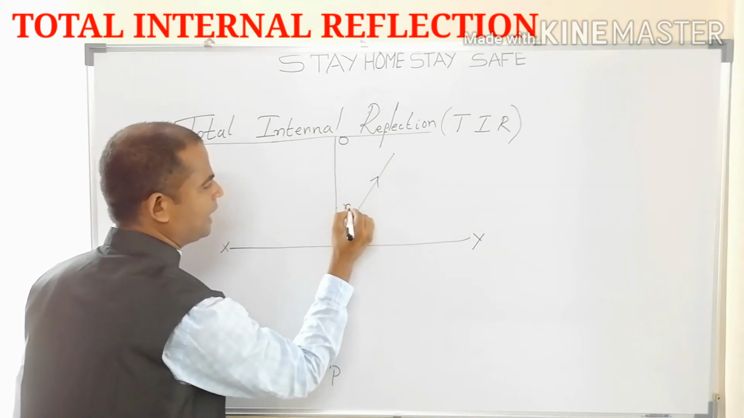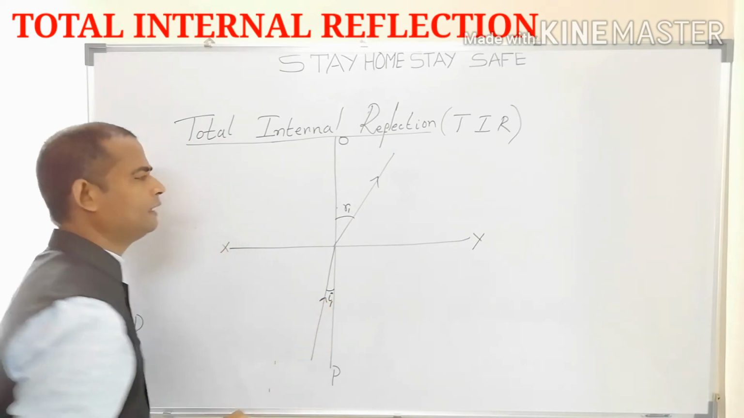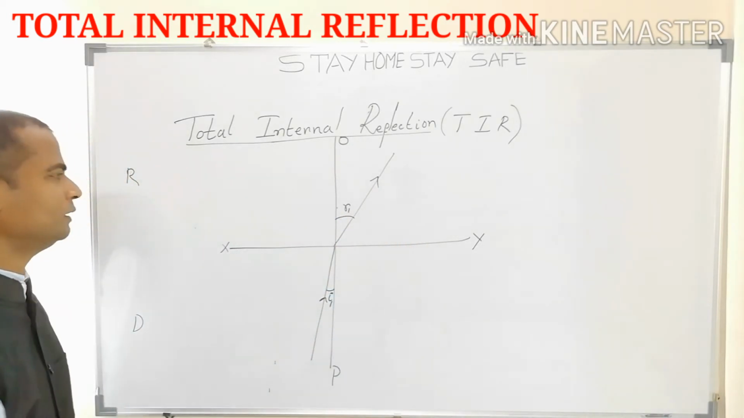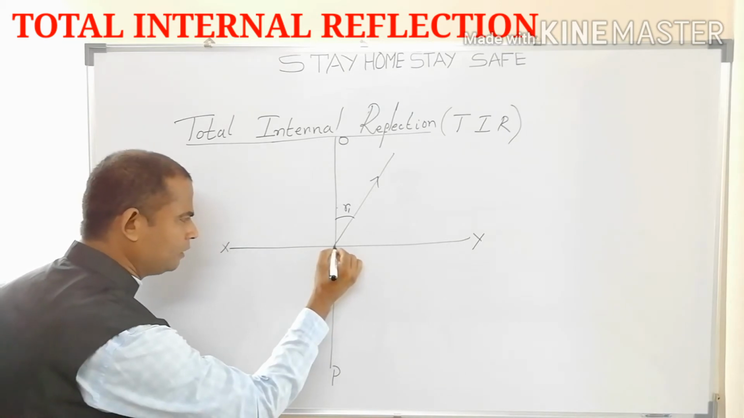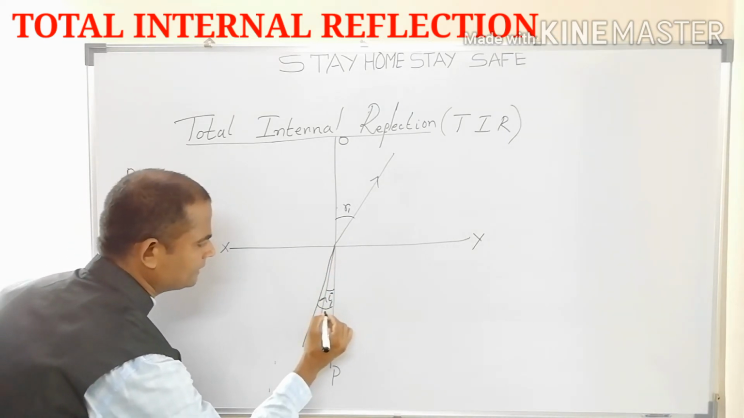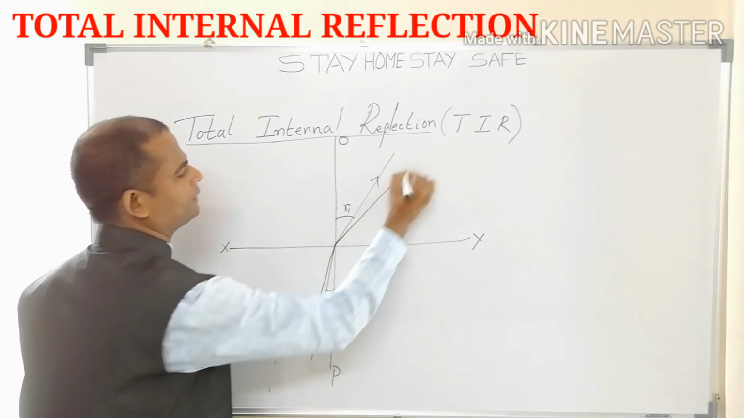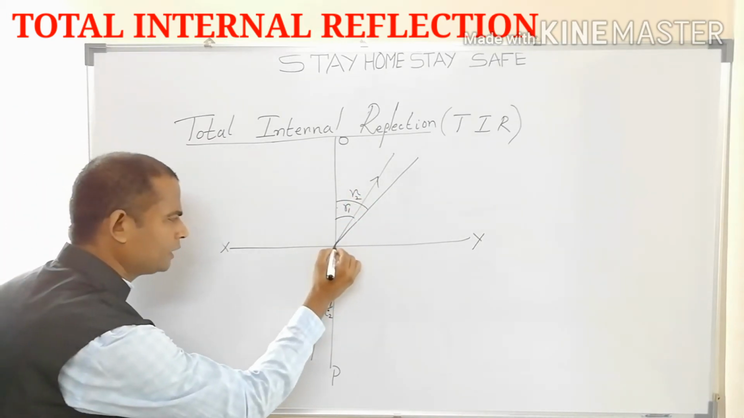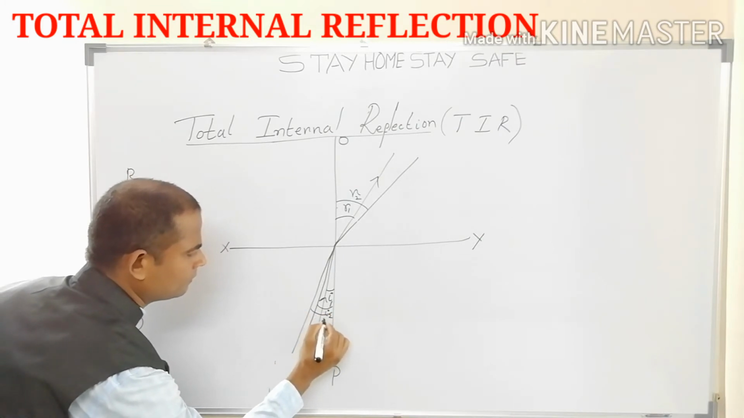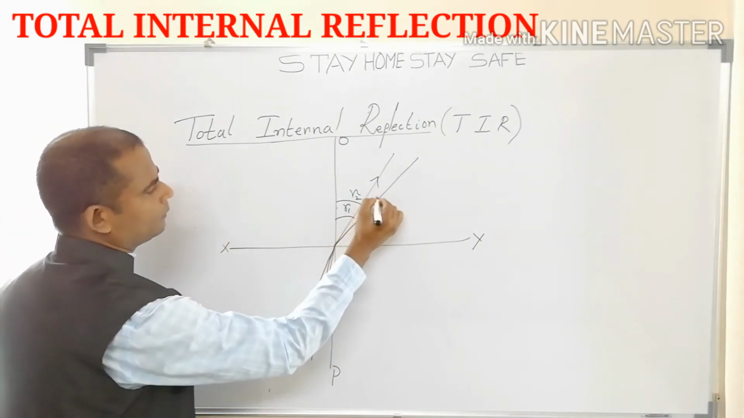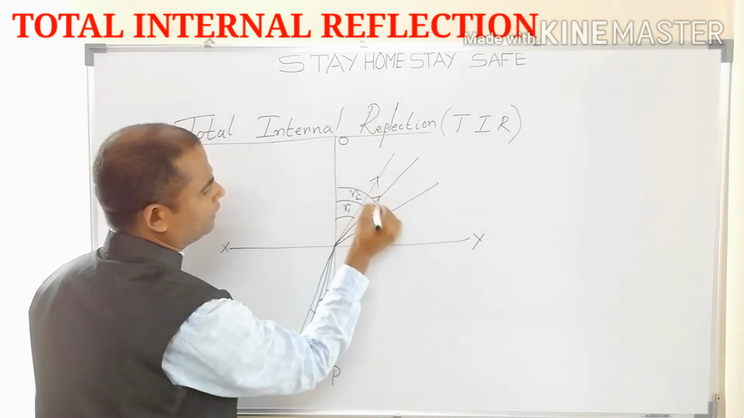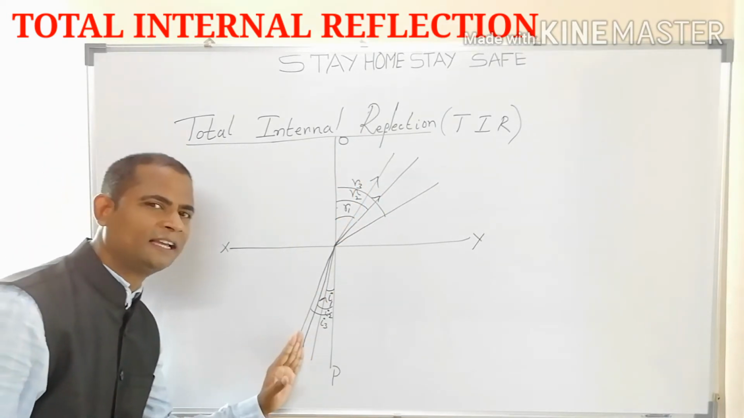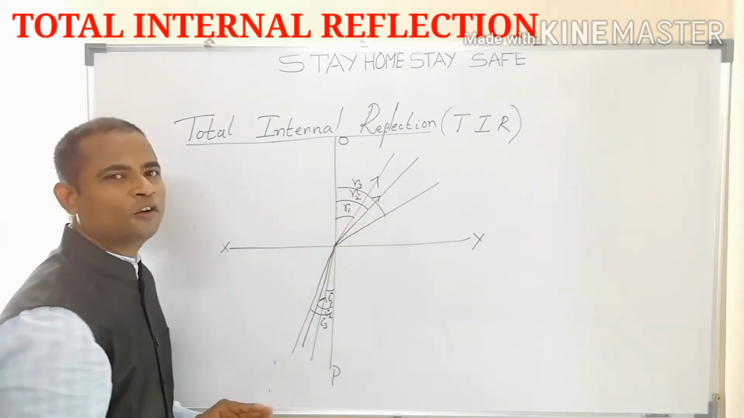Let's take this as R1, and this as I1. It's apparent that I1 is less than R1 because it's bending away from the normal. Now if I increase the angle of incidence, let's take this angle as I2, again the refracted beam will increase its refracting angle. If you increase the angle by some other magnitude, it will still go away from the normal. Let's call this R3. So as you go on increasing the incidence angle, the refracting angle is also increasing.